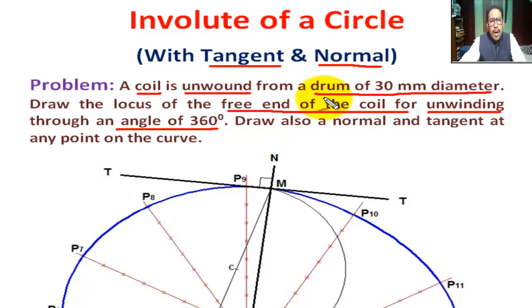That means we draw the involute of a circle of diameter 30 mm through an angle of 360 degree. Draw also a normal and tangent at any point on the curve, any point of the involute curve. Okay.